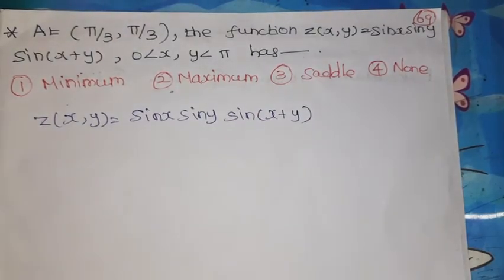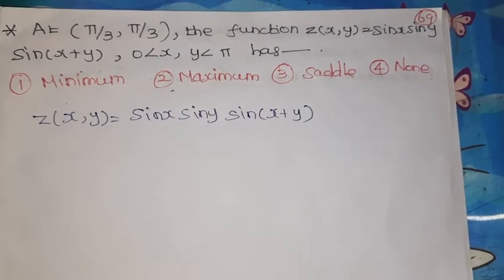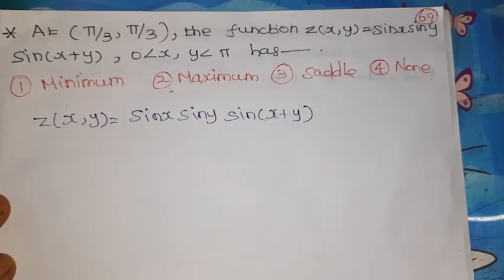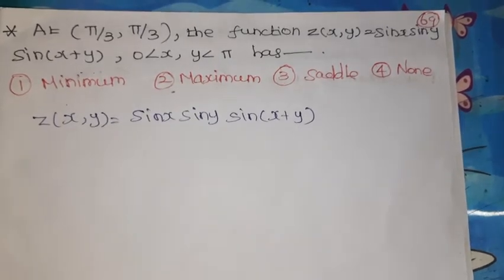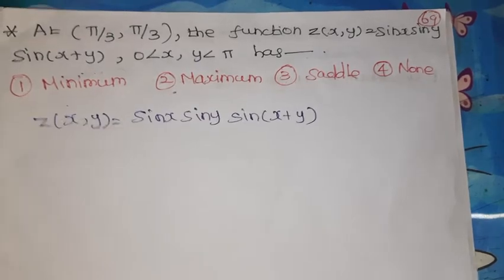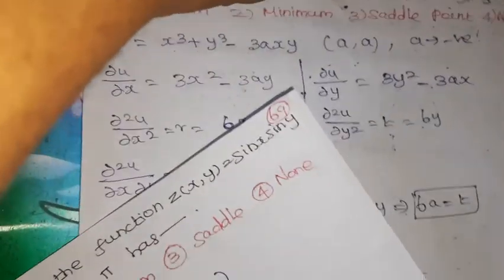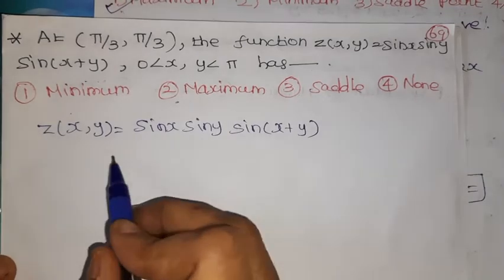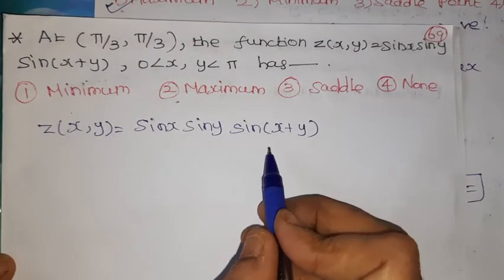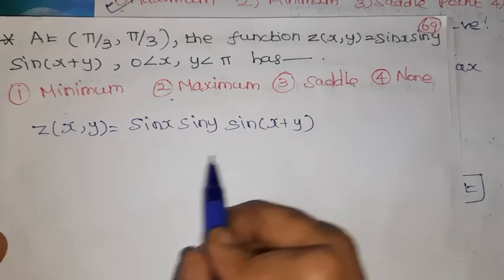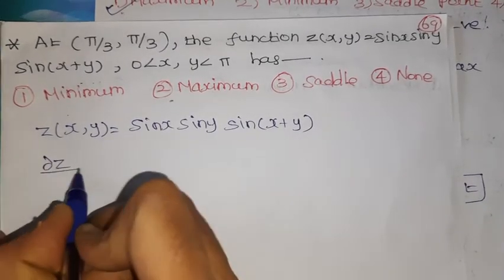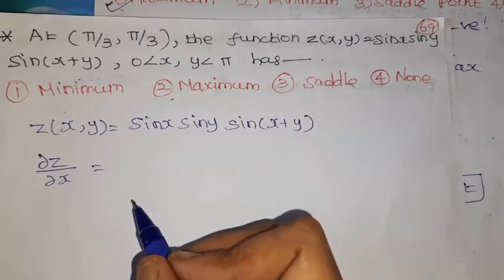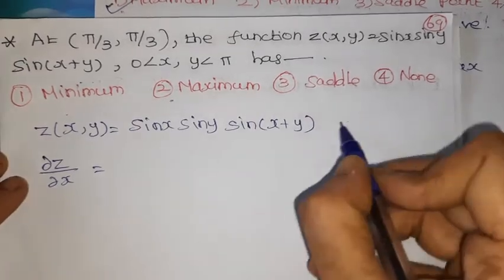Then we need to find dou z by dou x and dou z by dou y, and all that. Then RT minus S squared and the R value, whether it is greater than 0 or less than 0. According to that, we can find out whether it gives maximum or minimum at that point. Okay, we'll see. z of x comma y equals sin x sin y sin of x plus y. So first, what is the first term? Dou z by dou x. To find out dou z by dou x, what do we need to do? So I am just rearranging.